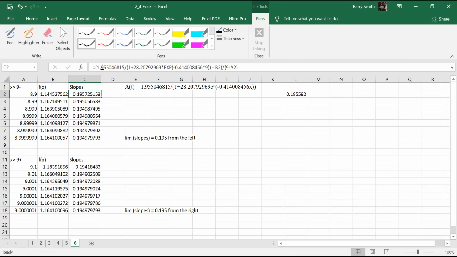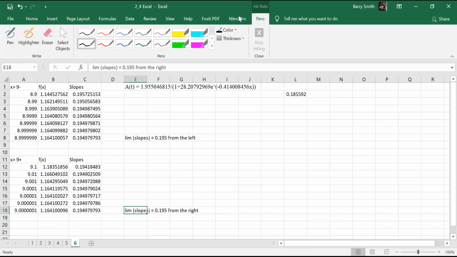And then for the slope, we just calculate it with f of 9 minus the f of x for 8.9, and then divide that by 9 minus 8.9. And then we do that down for all of them. And we get 0.195 from the left. Do the same thing from the right, except now we have the upper part of the nines. And again, we get 0.195 from the right.